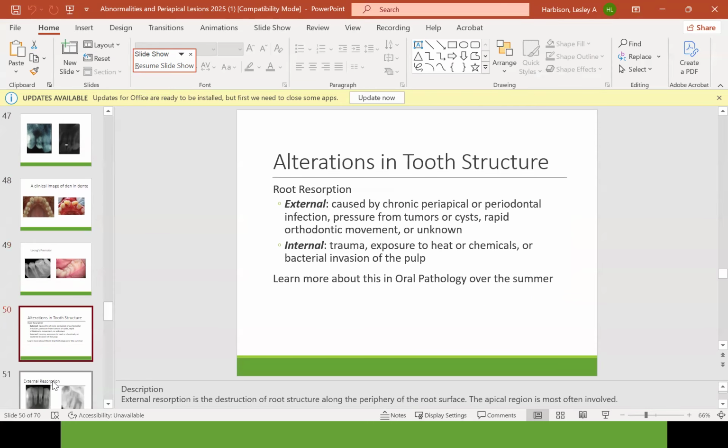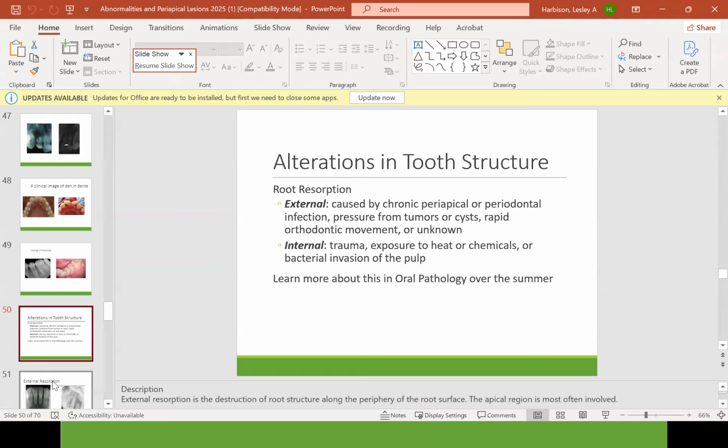Okay, slide number 50, alteration in tooth structure. Root resorption can occur, and this is something a dentist diagnoses. You can take the x-rays and notice, ooh, something's going on there, and warn the dentist, I think there's something going on with the roots, but the dentist is the one who will diagnose this. So it's not that you have to worry about it, but it can look kind of weird on an x-ray.